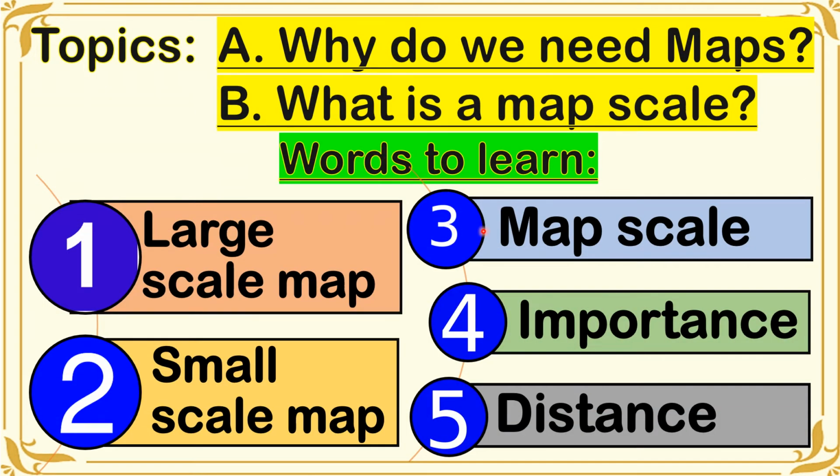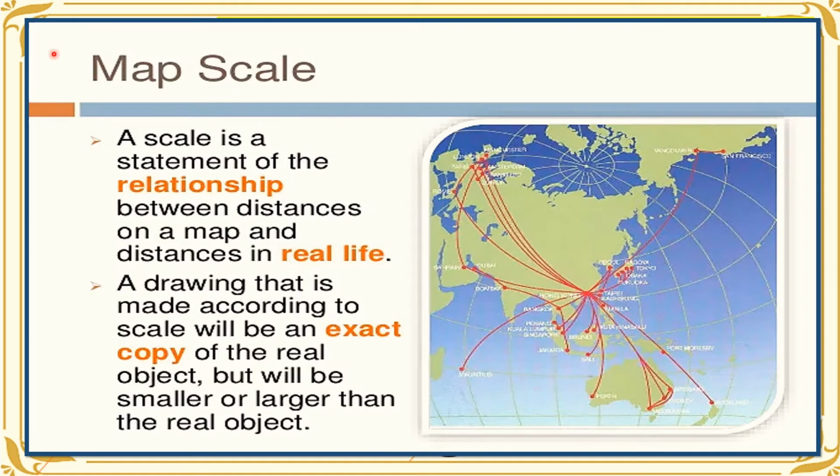Next, we have map scale. Map scale is a statement of the relationship between distances on a map and distances in real life. So a drawing that is made according to scale will be an exact copy of the real object, but will be smaller or larger than the real object.